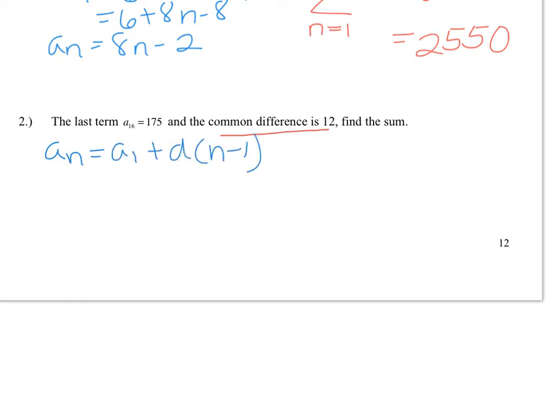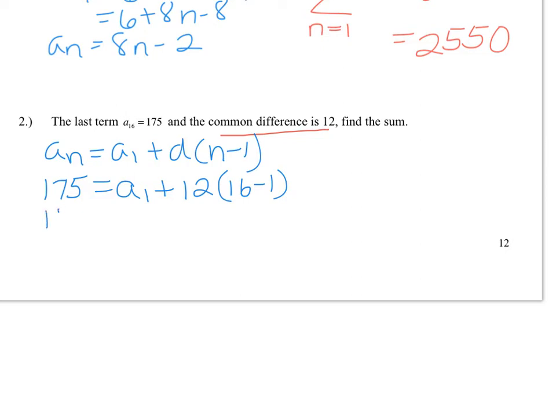Now, in order to write a formula, we need the first term and the common difference. Well, we don't have the first term, so that's going to stay as a sub 1. We have the common difference, that's 12. But they did give us the last term, which was the 16th term. So we know a sub n, we know a sub 16. So my n is 16, and a sub 16 is 175. This will help us to find our first term. So we're going to do a little math here.